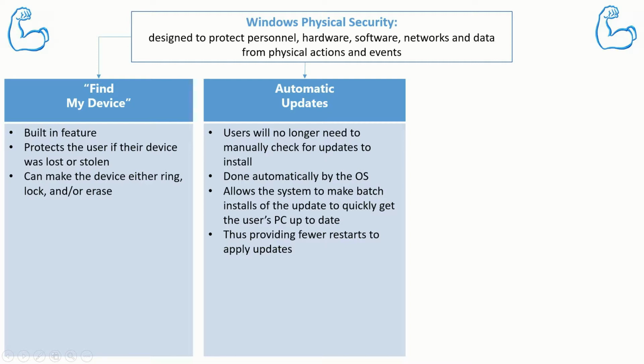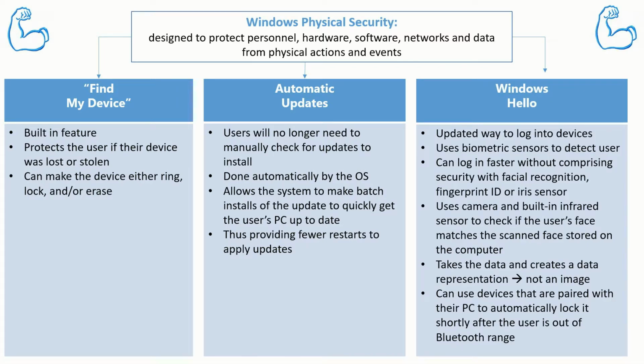Windows 10 now comes with Windows Hello, a new and better way to log into your devices. Windows Hello uses biometric sensors to detect when it's really the owner of the device who is logging into the computer. Windows Hello became very popular when it was first unveiled, showing that the user can log in faster without compromising security with facial recognition, fingerprint ID, or iris sensor. Windows Hello uses the camera and built-in infrared sensor to check whether the face of the person logging in matches the scanned face that was stored on the computer.